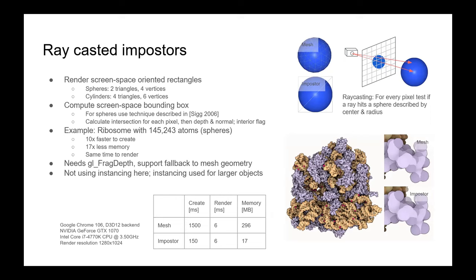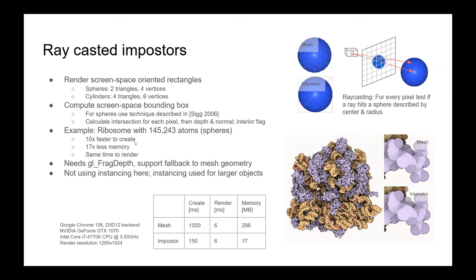So let's talk a bit about the raycast impostors. We render screen space oriented rectangles for them. For spheres, we just need to push two triangles, just four vertices, to the GPU. For cylinders, it's a bit more. Compared on the top right, you see an example of a reasonably triangulated sphere that looks round. You need a lot of triangles, whereas for the impostor, you just need two. Then in the pixel shader, for each pixel that made it there, we test whether a ray from the camera actually hits the sphere.